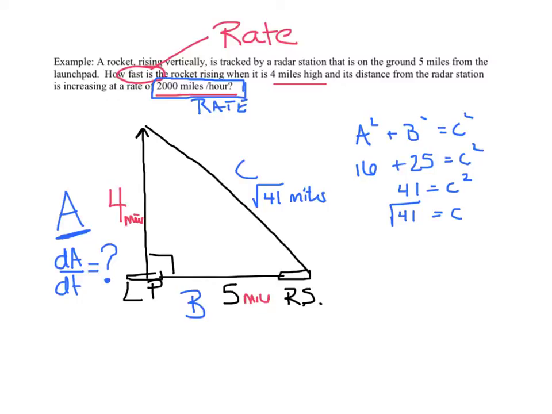Now, which side is 2,000 miles per hour? Well, let's read it again. How fast is the rocket rising when it's 4 miles high and the rocket's distance from the radar station? This side is increasing at a rate of 2,000 miles per hour. Well, if this side we just described as C, its derivative with respect to time is dC/dt. And because they said increasing, that represents a positive 2,000 miles per hour.